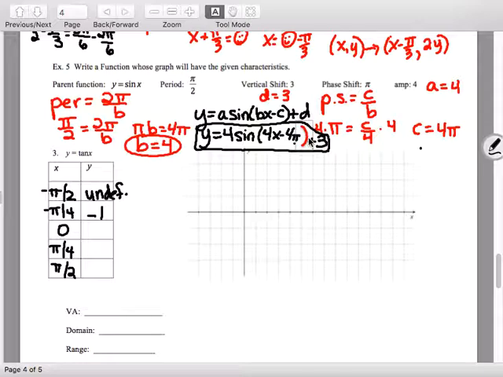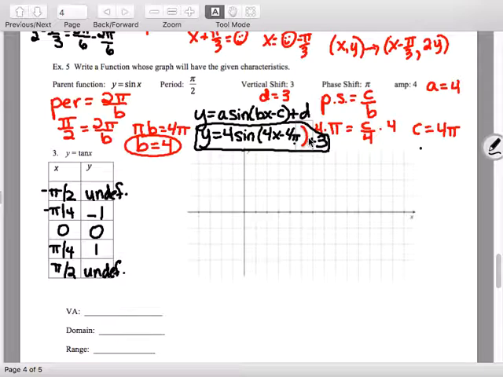To do 0, the tangent of 0 is the sine over the cosine. 0 over 1 is 0. The tangent of pi over 4 is 1. And then the tangent of pi over 2, if I come up here to pi over 2, that's 1 divided by 0, which is undefined.